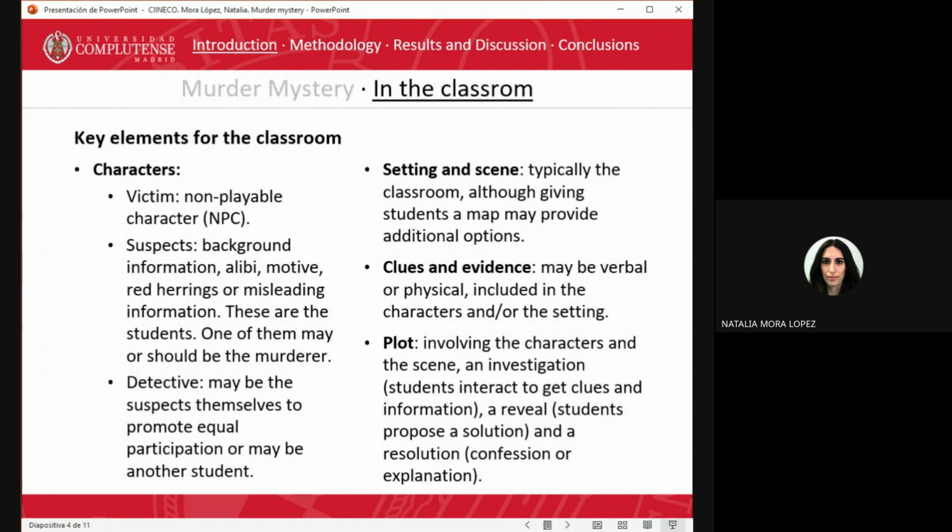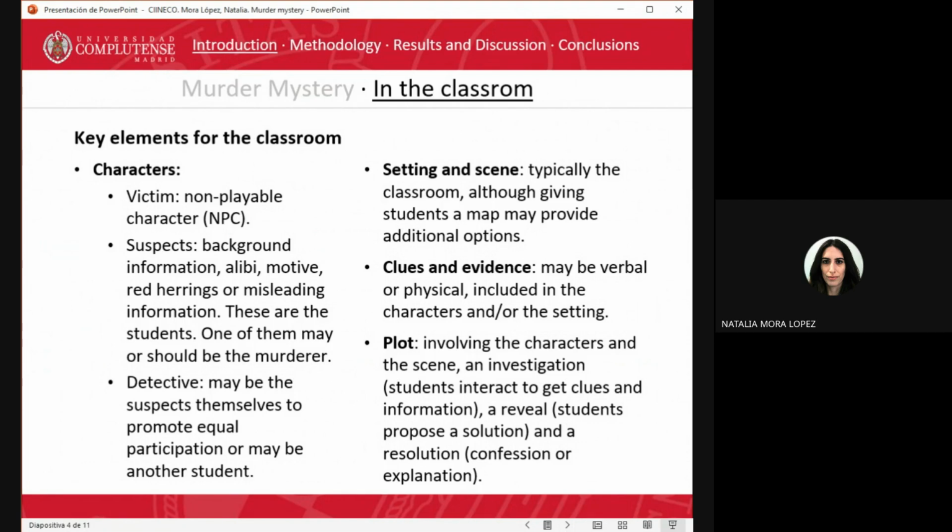If we want to implement murder mystery in the classroom, we need to take into account these key elements. The most important one, the characters. So we have a victim, which is non-playable because it's going to be dead, unless we want this character to be a ghost in the classroom. It's not going to be playable by any students. Then we have the suspects, which are going to be the students. And we have to give them some background information, an alibi, a motive, some red herrings too, so misleading information so that the actual murderer is not obvious.